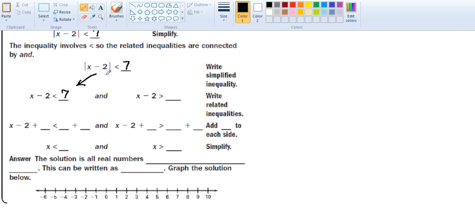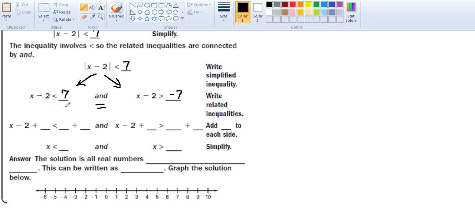Now, because it has that less than right there, that means this is going to be an and statement. So when we go over here, we have the and statement, we're doing x minus 2, but we're flipping the sign, and we're writing negative 7. If you're confused why the and statement is there, you'll see it a little bit better when we graph it down here.